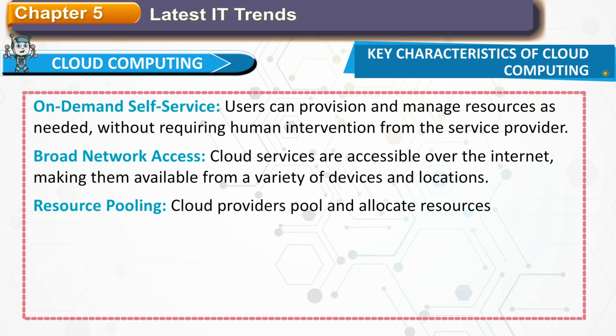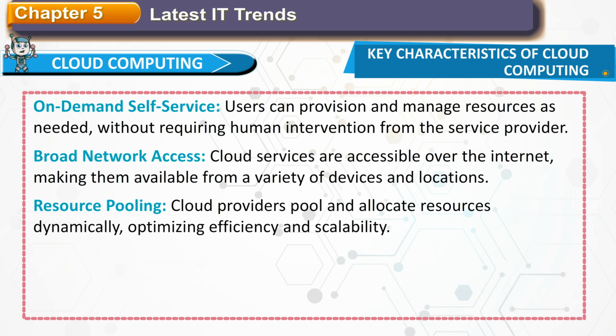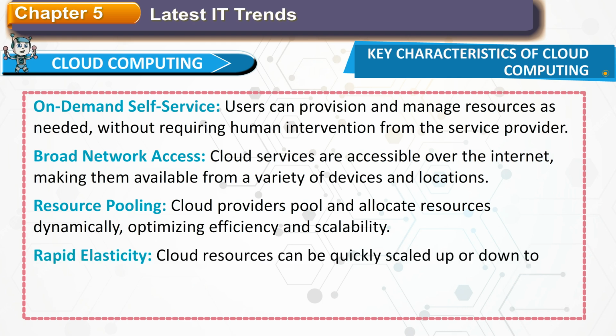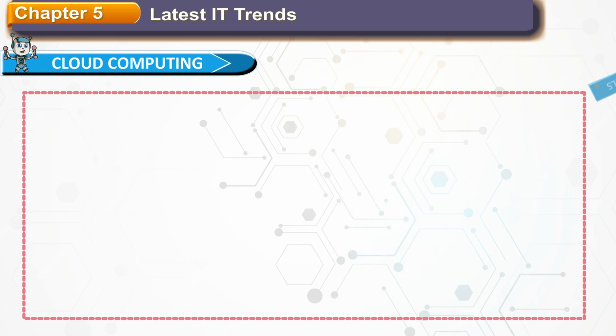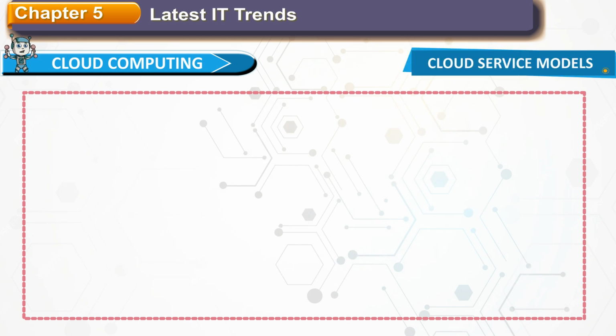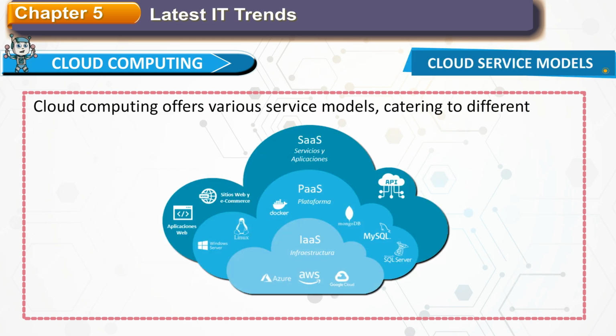Resource pooling. Cloud providers pool and allocate resources dynamically, optimizing efficiency and scalability. Rapid elasticity. Cloud resources can be quickly scaled up or down to accommodate changing demands, ensuring cost-effectiveness. Cloud service models. Cloud computing offers various service models, catering to different business needs.